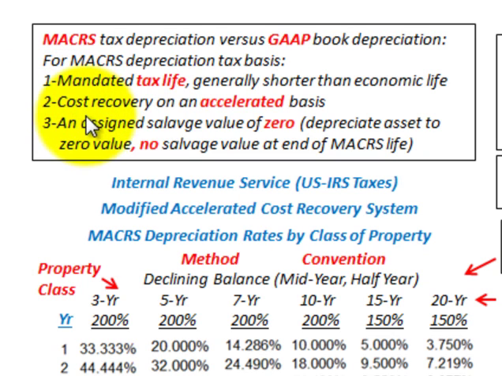Number two, the cost recovery is on an accelerated basis. And number three, an assigned salvage value of 0 to your asset. You depreciate your asset to a 0 value, no salvage value at the end of the MACRS life.